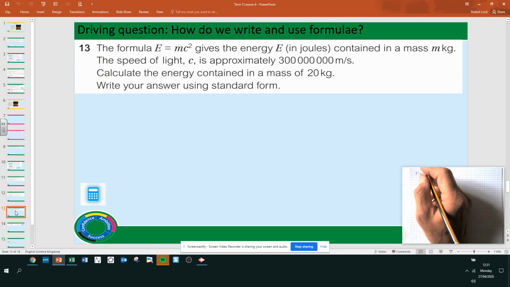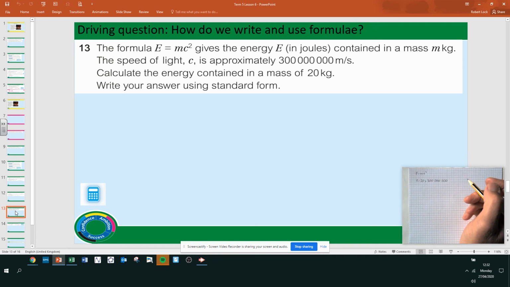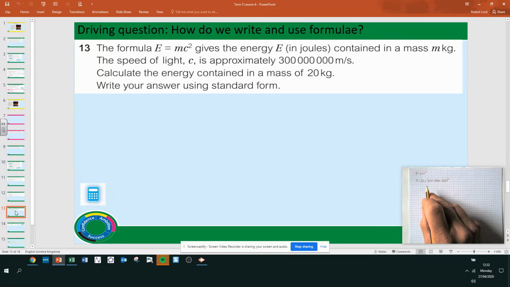So, E equals mc squared. So E equals m, which is 20, times 300 million. Right, that's squared. We need to get rid of the square first. 3 times 3 is 9, but we've got these zeros here as well.